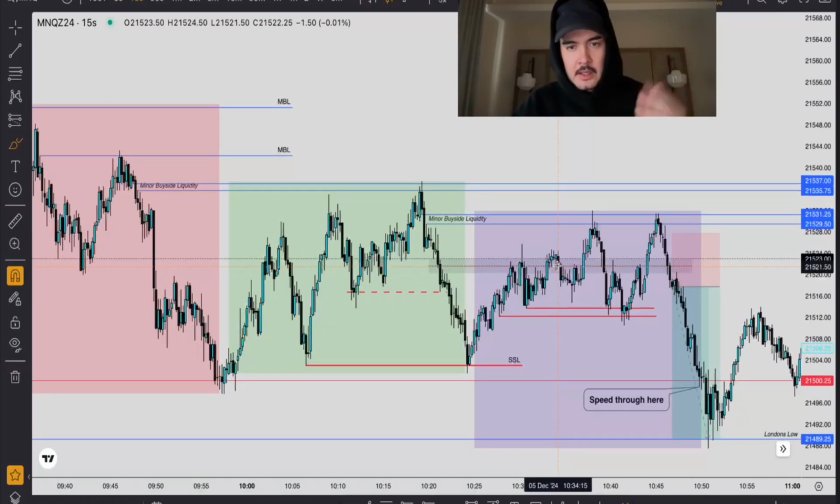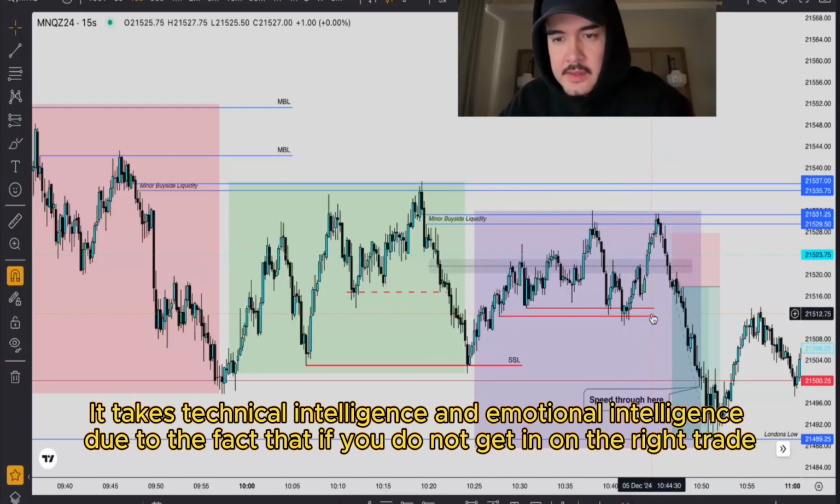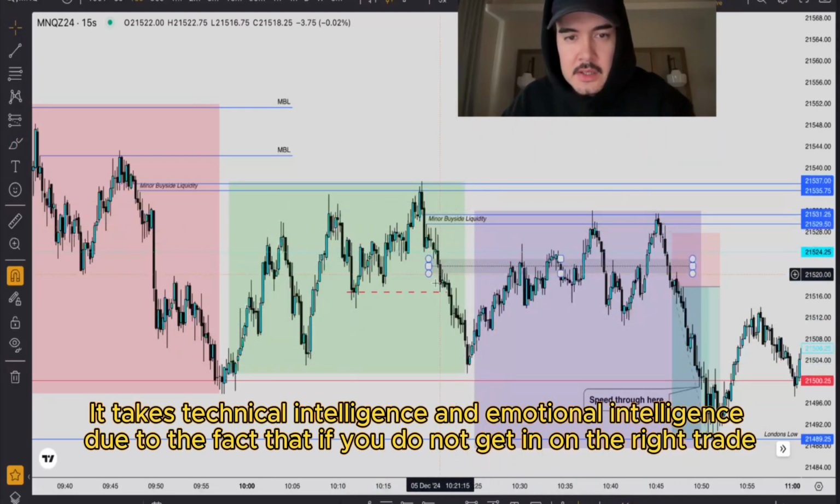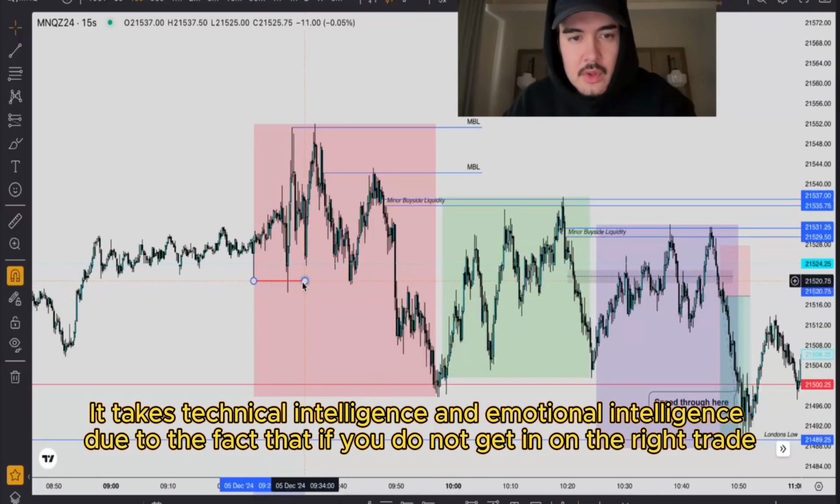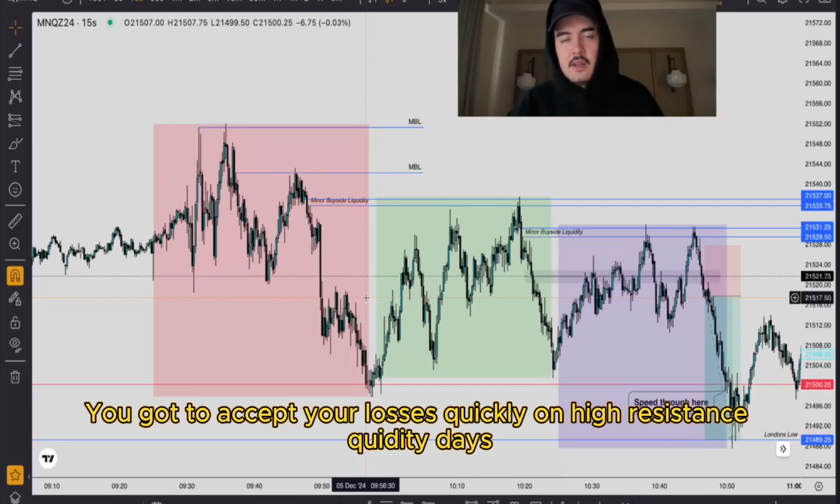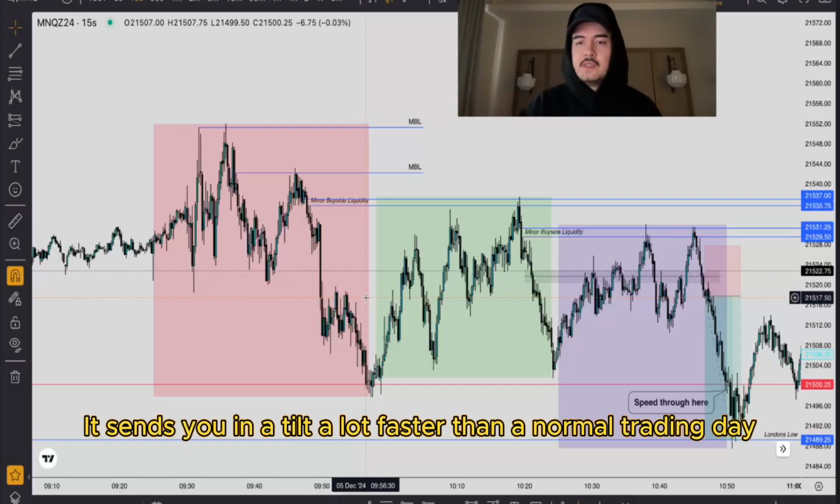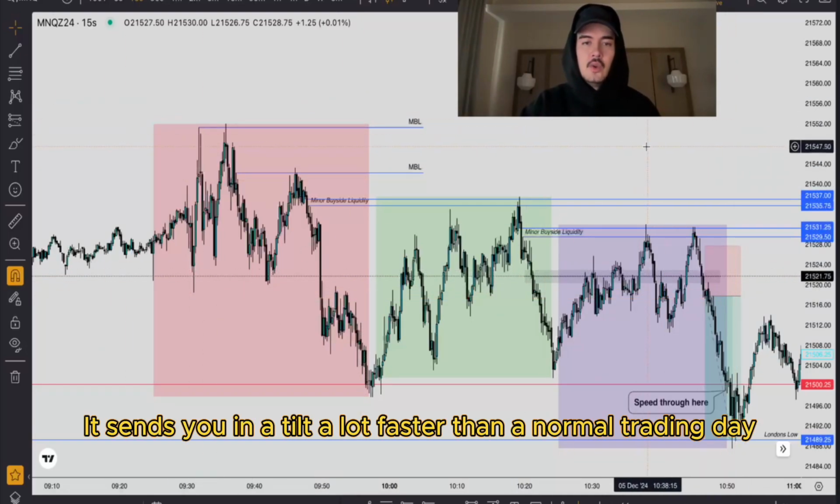And yeah, man, it takes experience, it takes technical intelligence and emotional intelligence, due to the fact that if you do not get in on the right trade, you've got to accept your losses quickly on high resistance liquidity days. That's why people say don't trade them, because it's tough. It sends you into tilt a lot faster than a normal trading day.